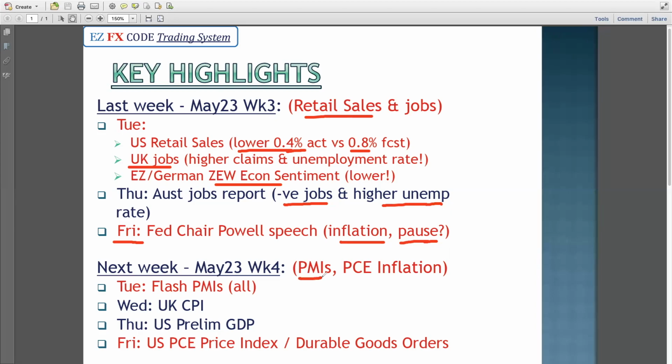This coming week is all about PMIs on Tuesday. All the major economies will be announcing their flash manufacturing and services PMIs. And the key one is on Friday with the US price index figure that the Fed is watching. In between, there's also the CPI figure for the UK, which has been running high from about 9 to 10%. This time the forecast is for only 8.2%, so we'll see whether it's able to dip lower.